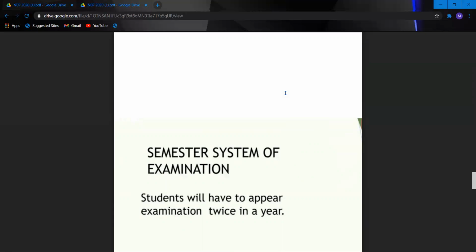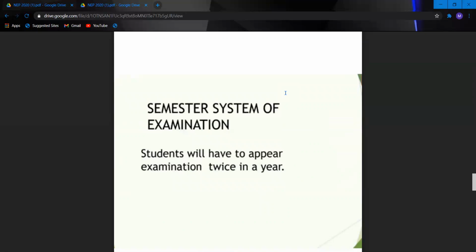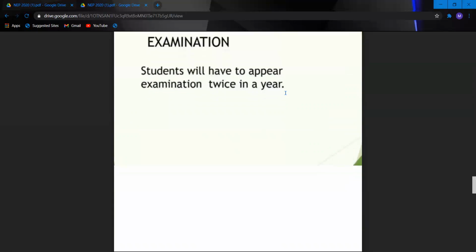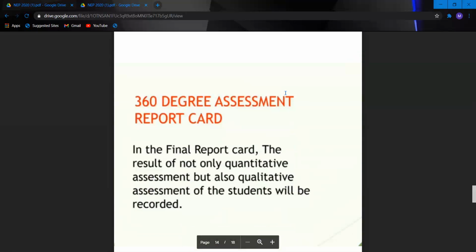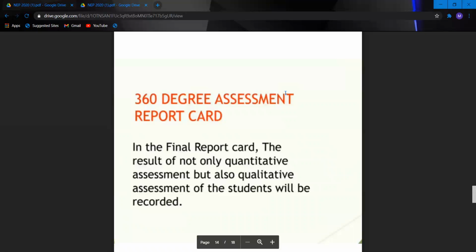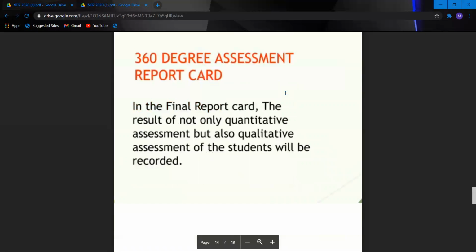So, the semester system of education. Students will have to appear for examinations twice a year, so we will be having a semester system, and a 360-degree assessment report card will be made for each and every child. It means that in the final report card, the result of not only quantitative assessment, but also qualitative assessment of the students will be recorded.